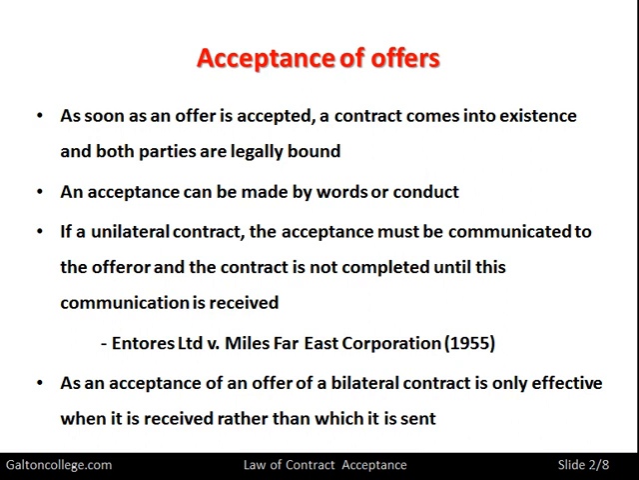Now, the second type of contract, the bilateral, means there are two parties to the contract. This is the usual case. And this is only effective when it is received rather than when it's sent. So an acceptance in a bilateral case comes into effect when it's received rather than when it's sent.